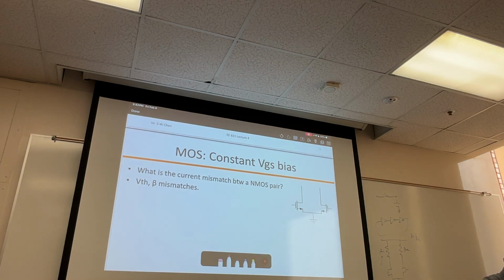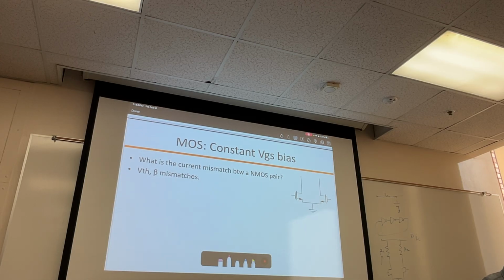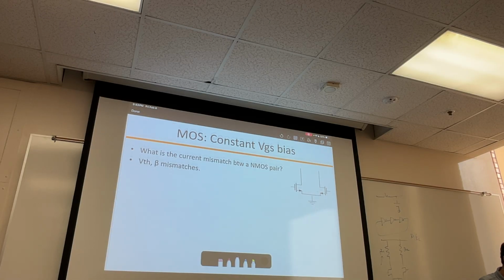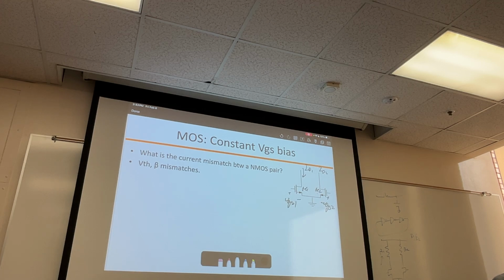Okay, so here's one example, right? Let's say I want to do a current matching, right? So let's say I have a MOS transistor right here, and this is M1, this is M2, and this is ID1, this is ID2, okay? VGS1 and VGS2.